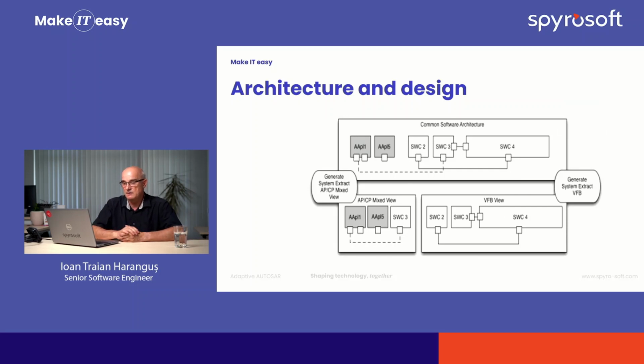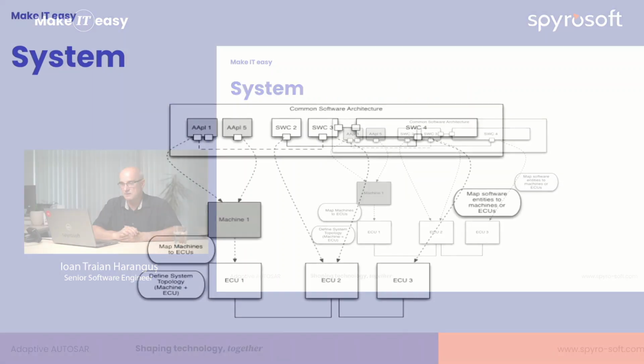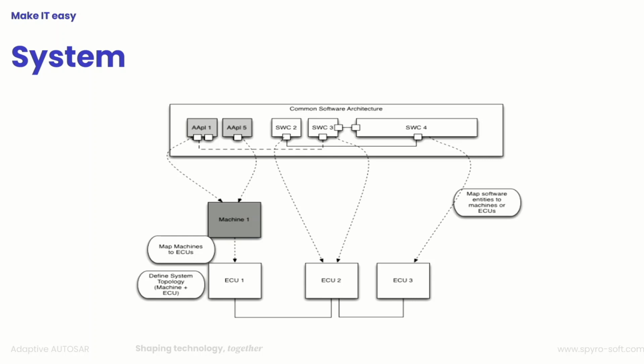For example, a classical view here where we could illustrate, for example, a virtual function bus view where our classical application communicates to each other. And of course, we could set up another adaptive platform, classical platform mixed view where we could have, for example, an adaptive application communicating with a classical one.